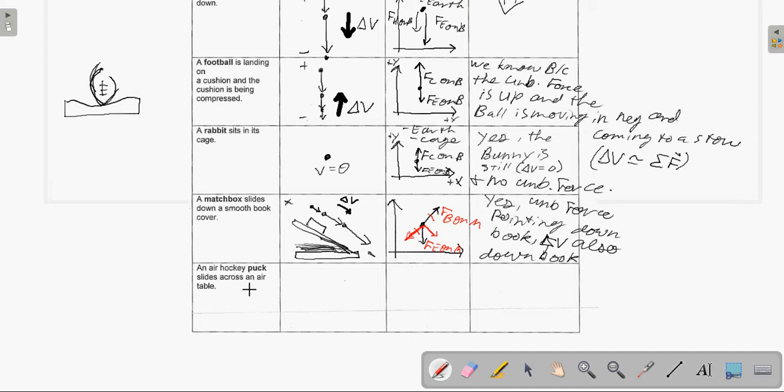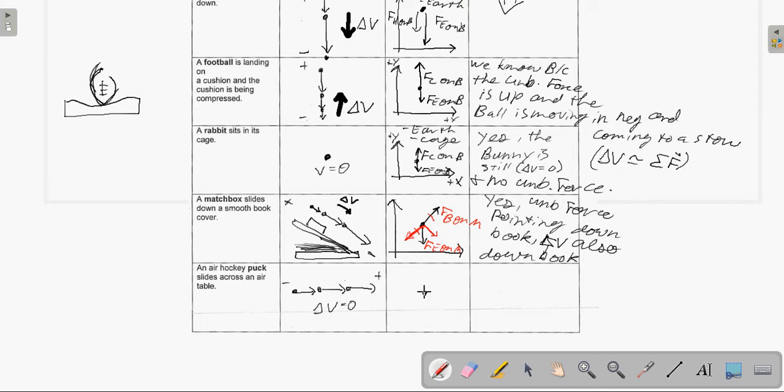Lastly, we have a hockey puck that slides across an air table. So the point of having a hockey puck is to say that it's moving with a constant velocity. There's no forces being exerted on it. So presumably it's frictionless. There's nothing to stop it. So delta V equals 0.